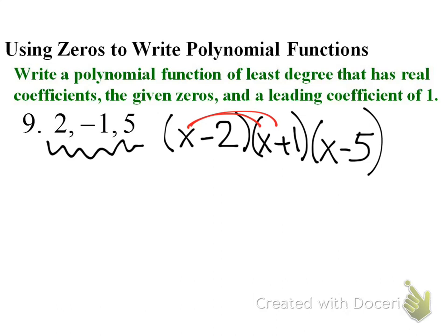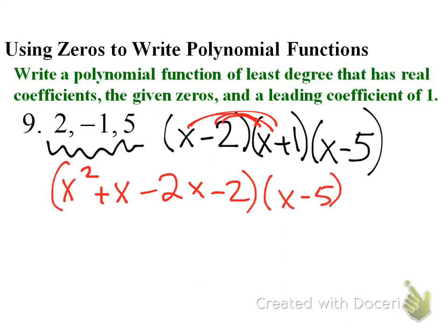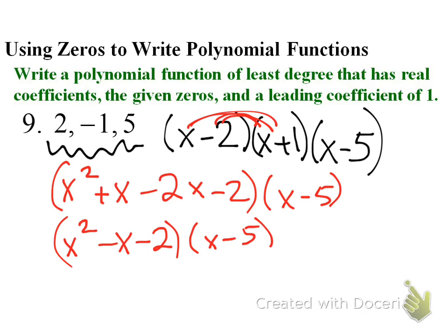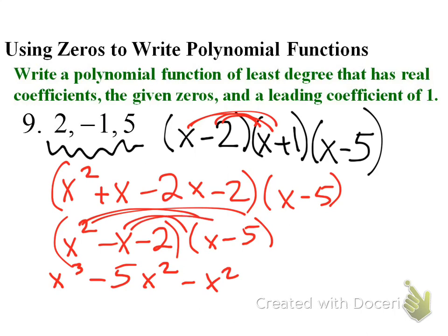Distribute lots of times. So that's going to give us an x squared. It's going to give us a plus x minus 2x minus 2. Let's clean that up and distribute again. So that's going to give us x to the third minus 5x squared minus x squared plus 5x minus 2x plus 10.